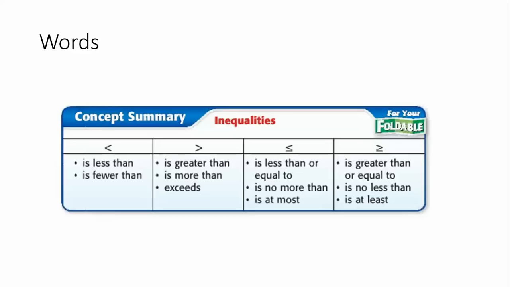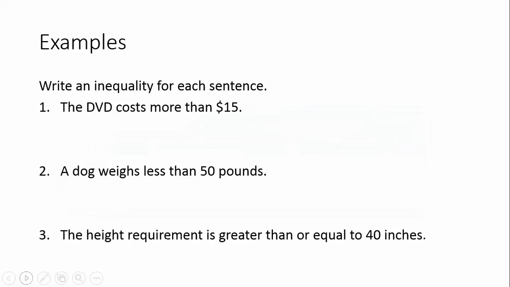Less than or equal to is the next symbol, and we use the words is less than or equal to, is no more than, or is at most. Those will all be for less than or equal to. And then finally for greater than or equal to, again the words is greater than or equal to, is no less than, or is at least. So make sure you write these down so that as we write our inequalities, we know which symbol we want to use. So let's write an inequality for each sentence.